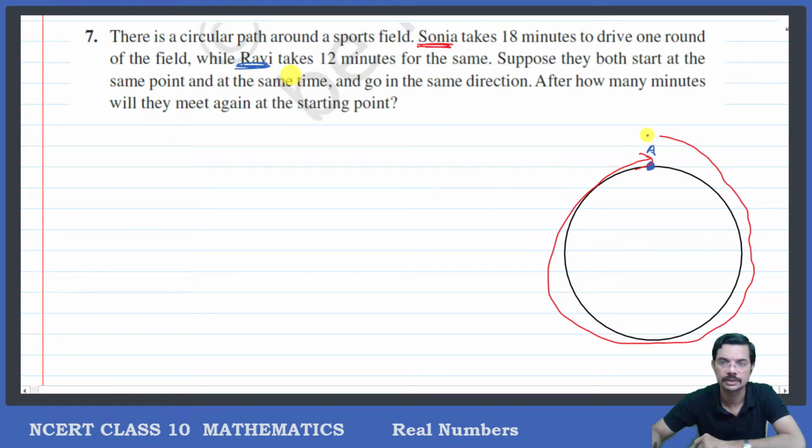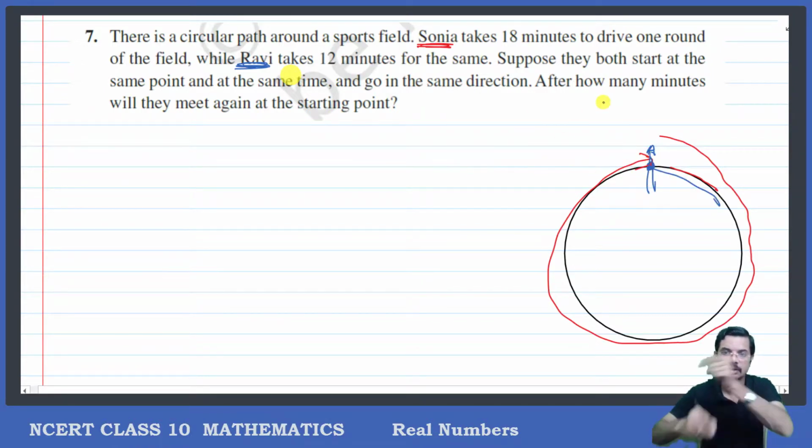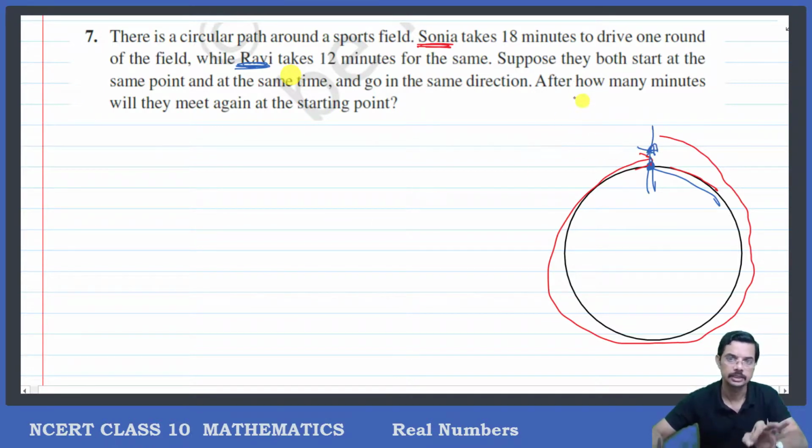If both of them start together, Ravi will be faster, so he will reach here sooner, and Sonia will take some more time to reach here. By that time Ravi will move further. So they will not meet at this point. But after many rounds, there will be a particular time when they will meet at this particular point. That is the question.